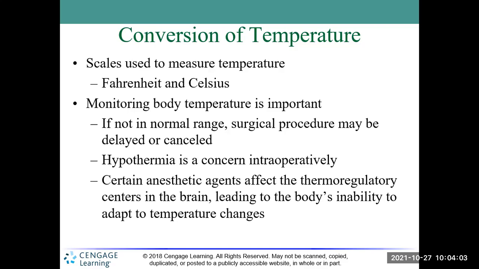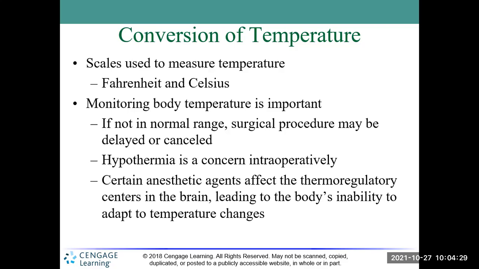Monitoring the body temp is really important, and extra eyes are always helpful. If that temperature goes out of range, then the procedure will have to be delayed, or it may even be canceled. We can't operate in a hypothermic situation unless that is a specific desire for that procedure, and there are a few that desire that.